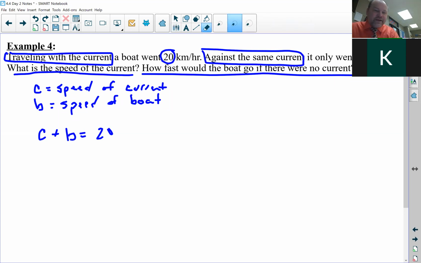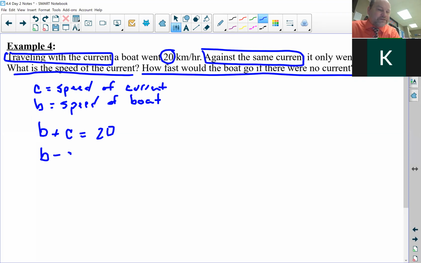When you're traveling against the current, actually, I'm going to rewrite this first one because I want the variables in the opposite order. It's the speed of the boat plus the speed of the current. And against the current, it's the speed of the boat minus the speed of the current to get your speed. So just like the previous example, the sum of two numbers is 20, the difference is 4. So I can solve it the exact same way.